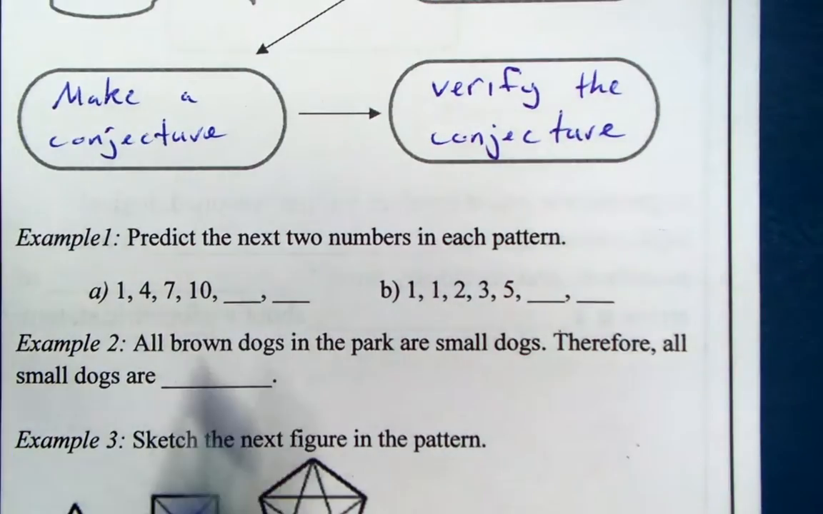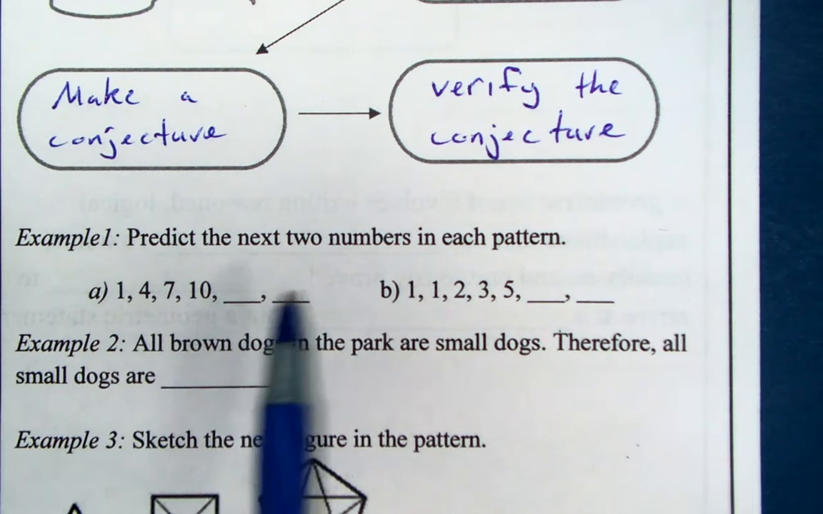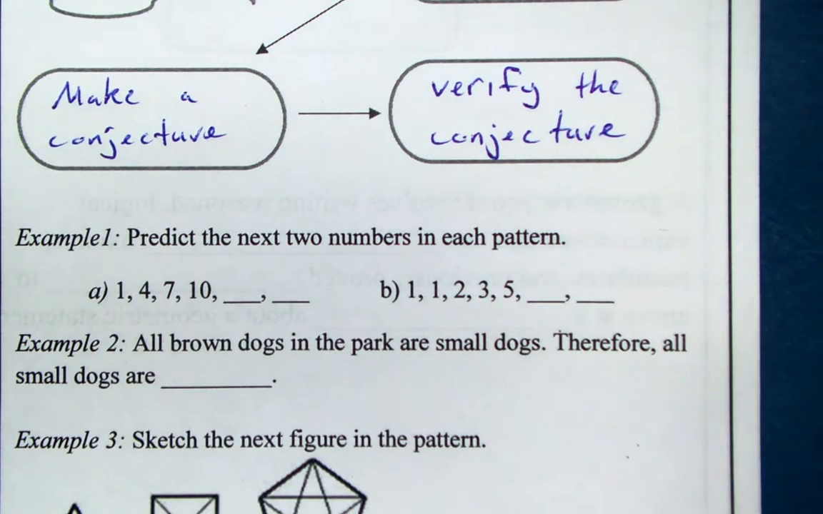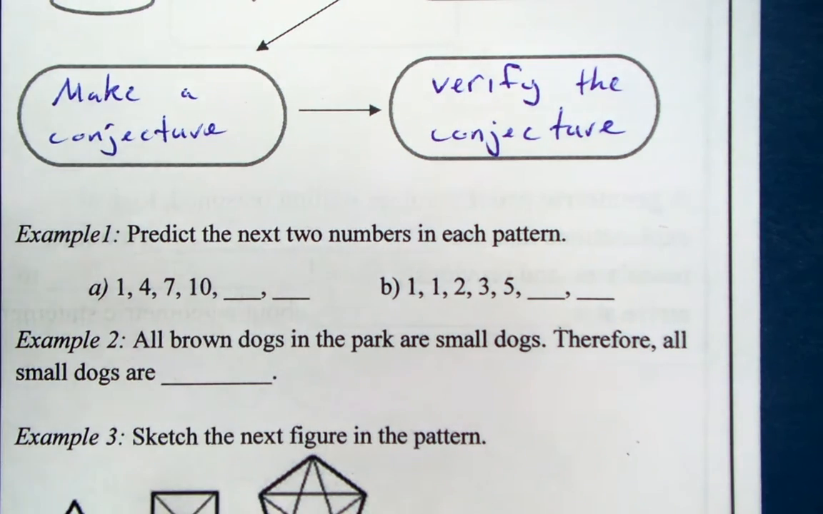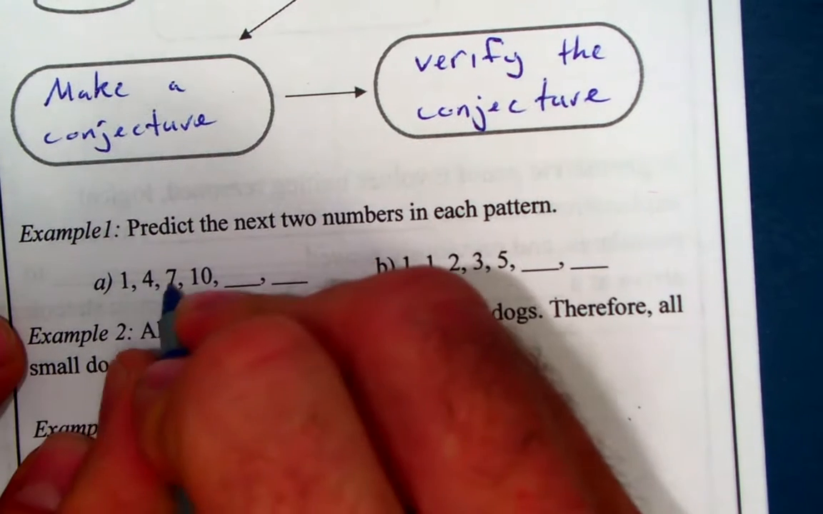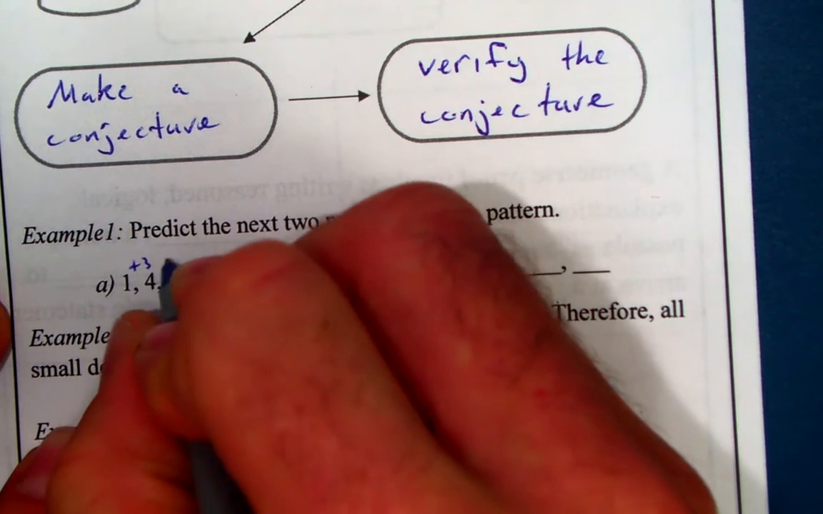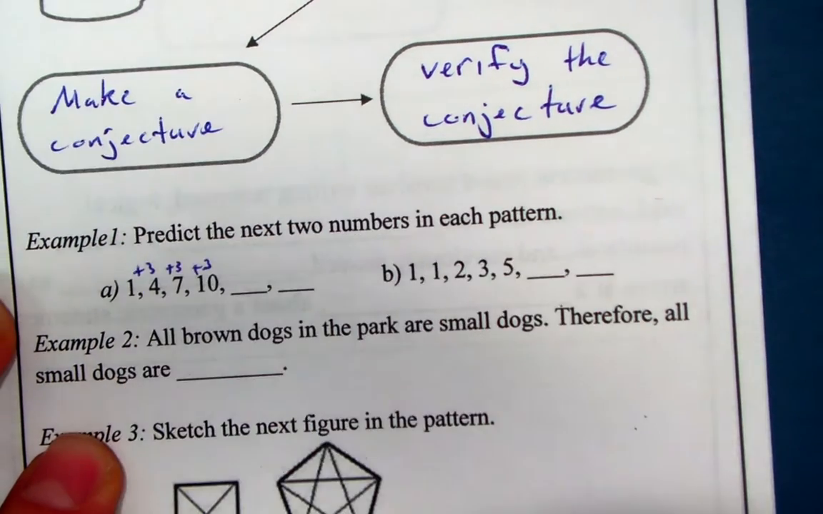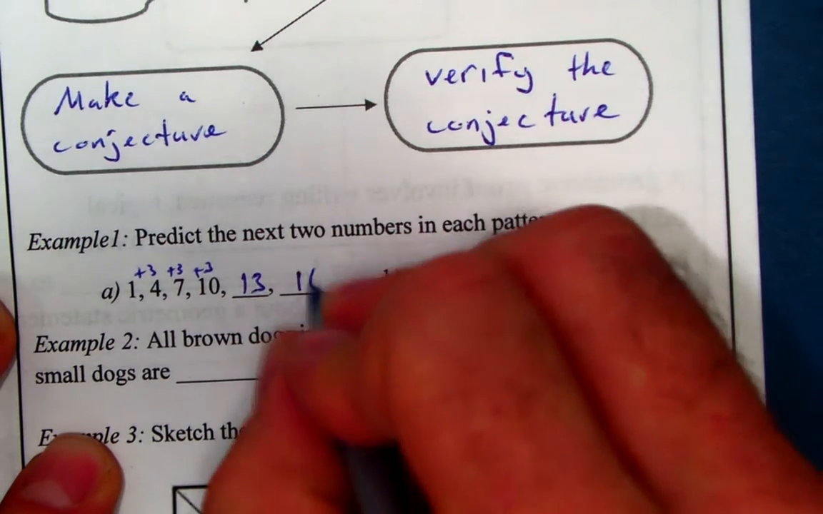All right, so an example. Here's a pattern. We're going to predict the next two numbers in the sequence: 1, 4, 7, 10. We don't know for sure what the next number is, but we can look for a pattern and make an educated guess. These numbers are increasing at a constant rate of plus 3 each time. So most likely the next number should be 13, and the next number after that should be 16.